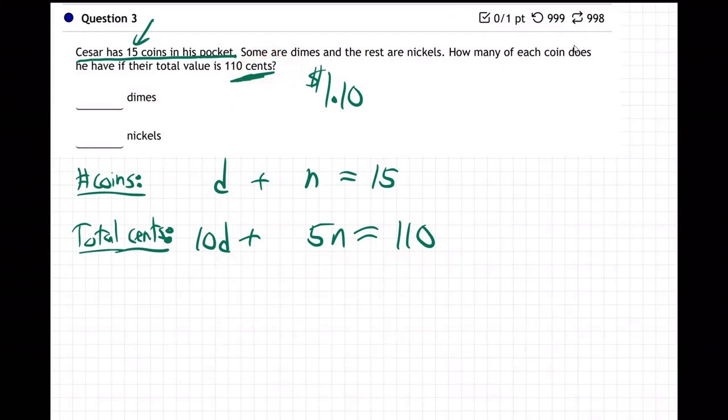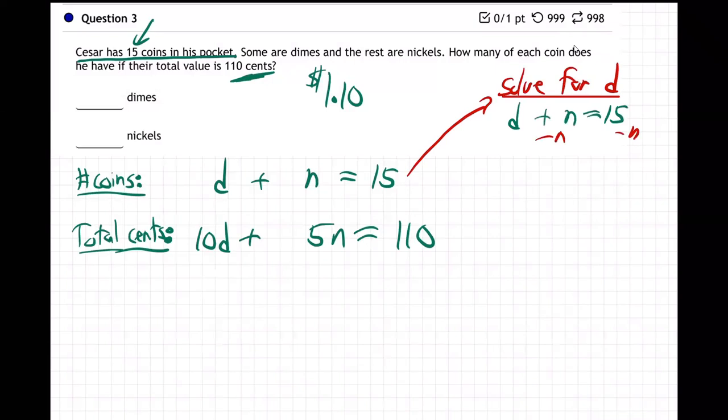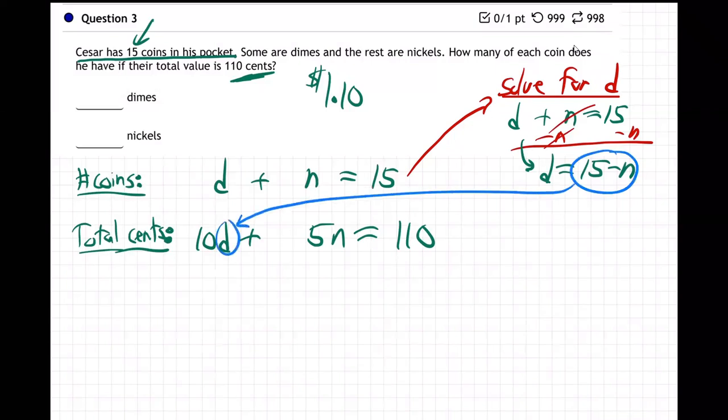Now, how are we going to solve these two equations with two letters? Well, I'm going to take the first equation and solve for one of the letters. It doesn't really matter which one. I'll just do D. So we have D plus N is 15. And then I'm going to subtract N from both sides. And so D equals 15 minus N. There it is. Grab that and plug that in for D there.